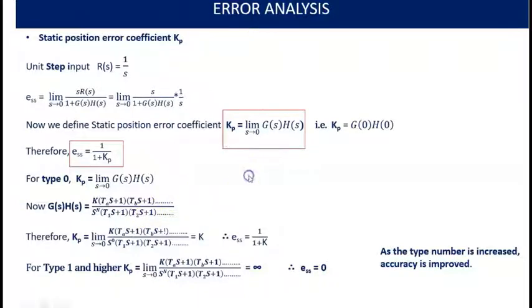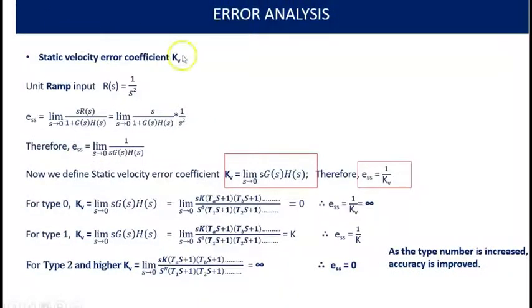Next, the static velocity error coefficient, denoted by Kv. Here the input is a ramp input, therefore R(s) is equal to 1/s squared. Similar steps: steady state error is equal to limit s tends to 0 of s R(s) divided by 1 plus G(s)H(s), which is limit s tends to 0 of s divided by 1 plus G(s)H(s), into 1/s squared, because for a ramp input R(s) is equal to 1/s squared.